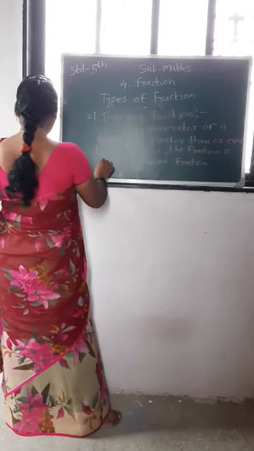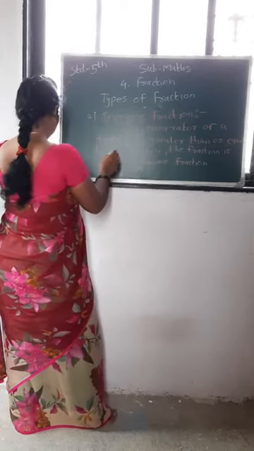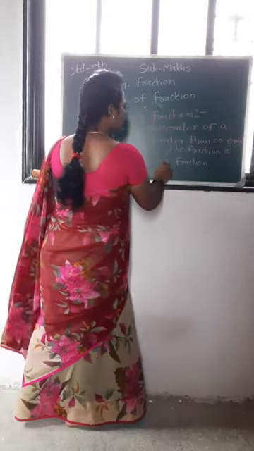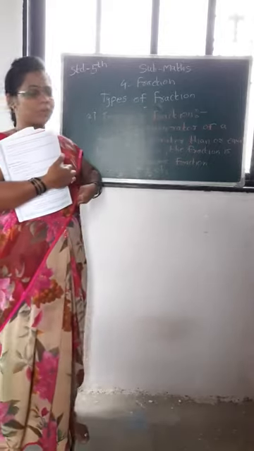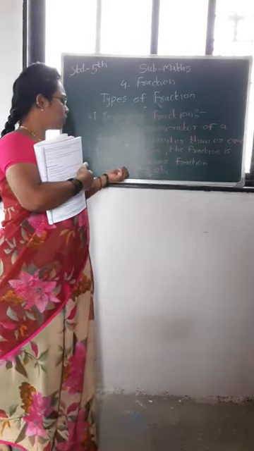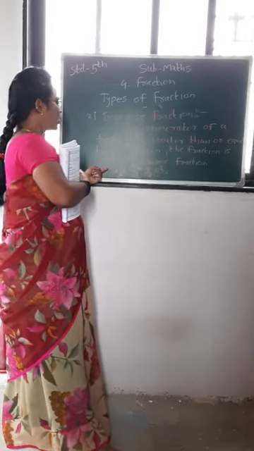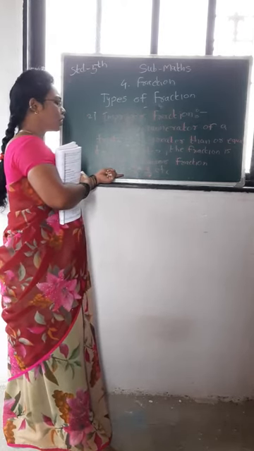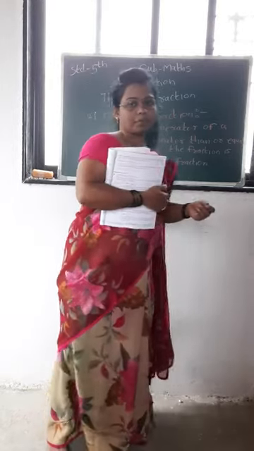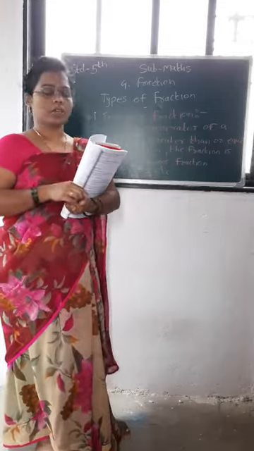Examples of improper fraction are 8 by 5, 10 by 7, 11 by 3, and 7 by 7, etc. When the numerator of a fraction is greater than or equal to the denominator, the fraction is called an improper fraction. 8 is greater than 5, so it is an improper fraction. 10 is greater than 7, 11 is greater than 3, so these are also improper fractions. And 7 is equal to 7. When the numerator is equal to the denominator, it is also an improper fraction.